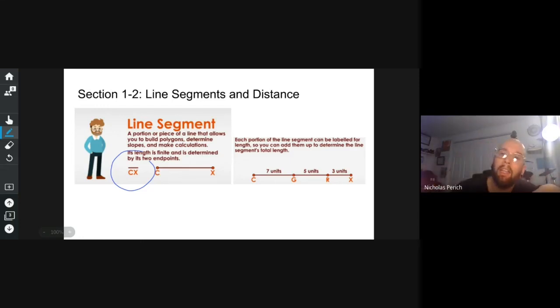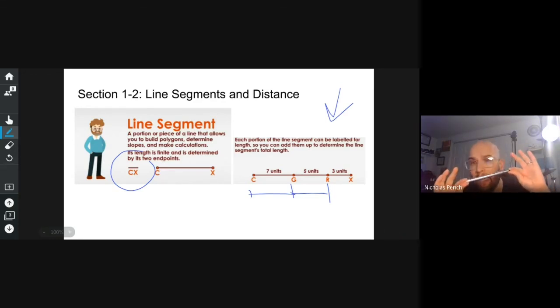On the right side here, it's basically saying, look, if I have endpoints, they don't go on forever. I can give them measurements. So between C and G is 7 units. And between G and R are 5 units, and so on and so forth. All right, questions about what a line segment is? Lines go on forever. Line segments don't. That's the difference between the two.